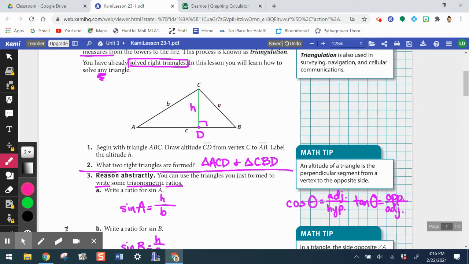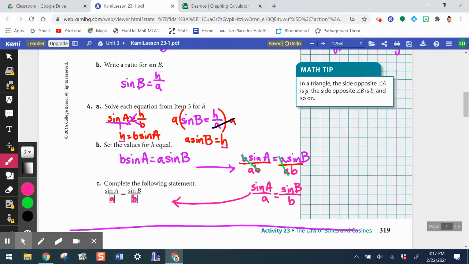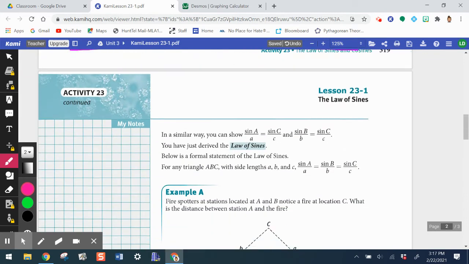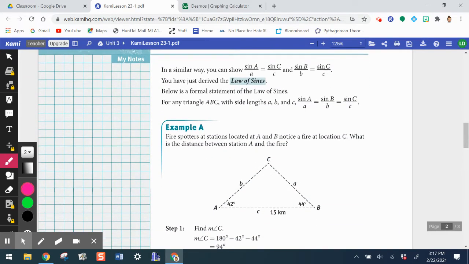Hopefully you can suggest that that would be the same thing for C as well, that the sine of C over lowercase c is equal to the two ratios we just mentioned. This is what is known as the law of sines. In a similar way, you can show the sine of an angle over its opposite side is equal to the sine of another angle over its opposite side, and so forth. So all of these ratios are equal to each other, and this is what's known as the law of sines.